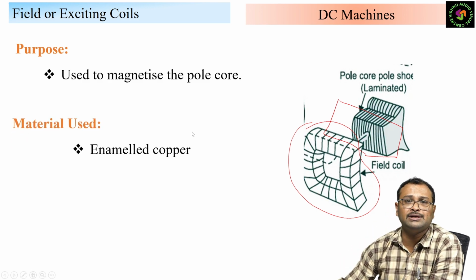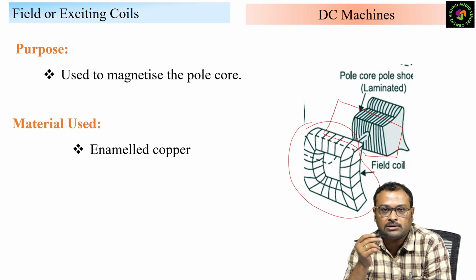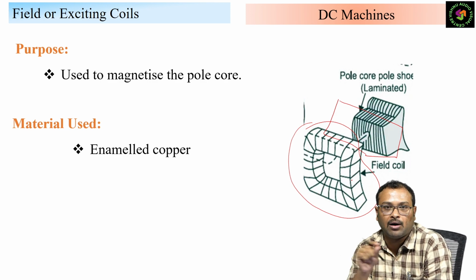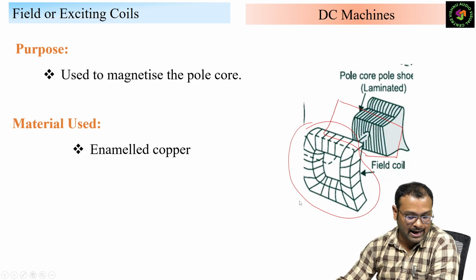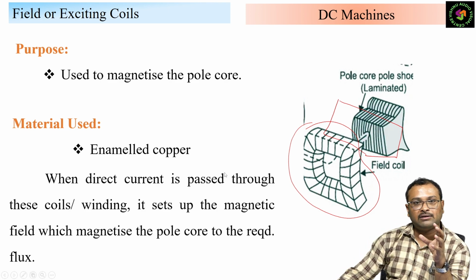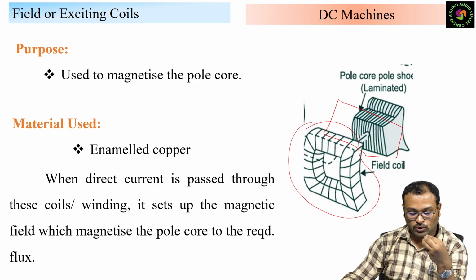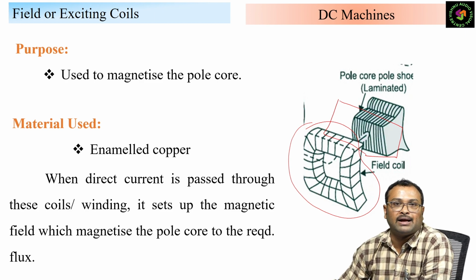The material used is enameled copper. I told you we have two things, electromagnetic conversion. Electrical elements are mostly made up of copper and aluminum, and some are carbon. Here we are using copper wires. Enameled copper means coated copper, which is coated by insulating elements. Whenever direct current, because we are dealing with DC machines, is sent through the coils, these coils will set up the magnetic field and magnetize the pole core for the required flux.